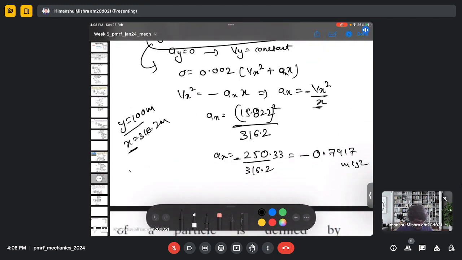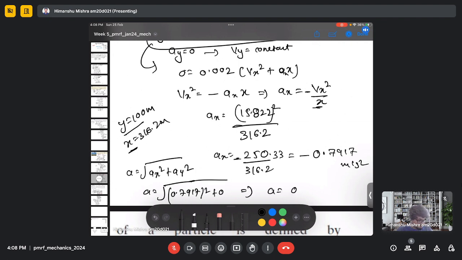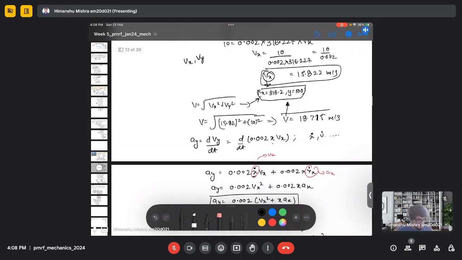So now we have to find the magnitude of acceleration. We will have 0.7917 whole square plus 0, and the magnitude of acceleration will be then 0.7917 meter per second square. So this is my acceleration magnitude, and this is my velocity magnitude.